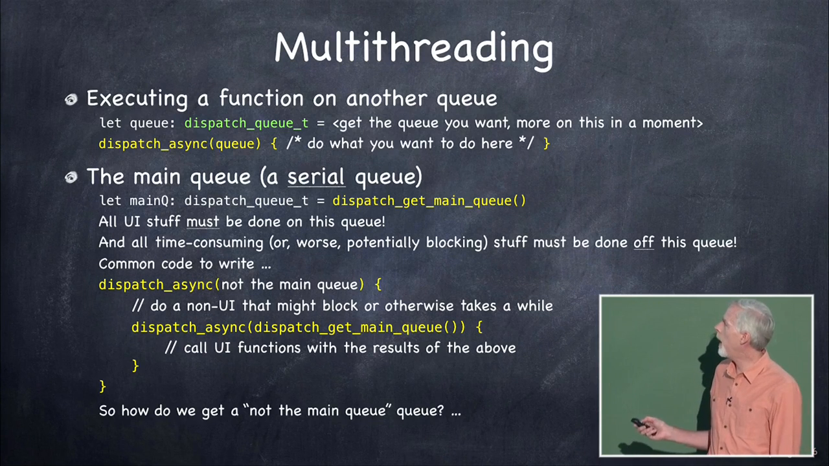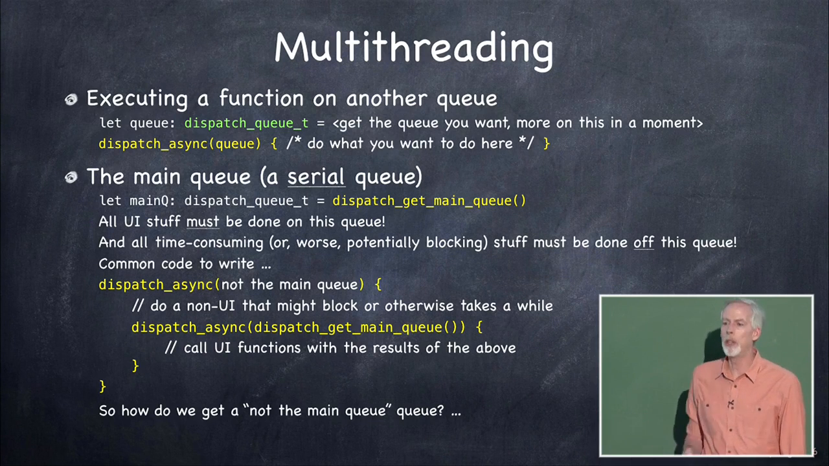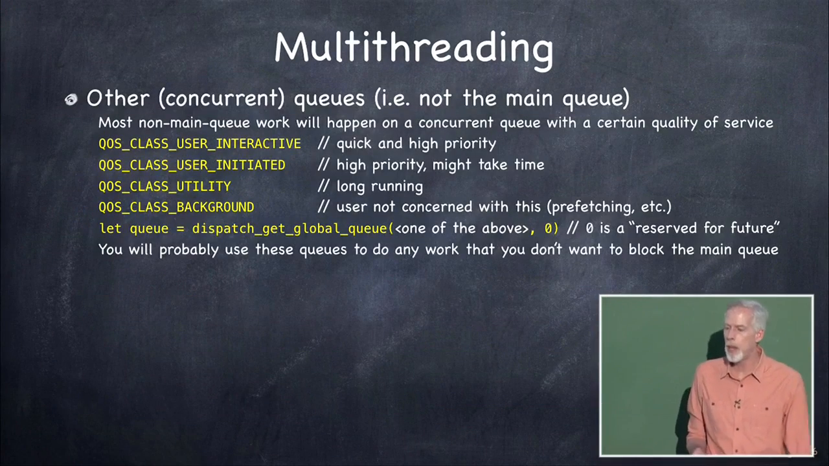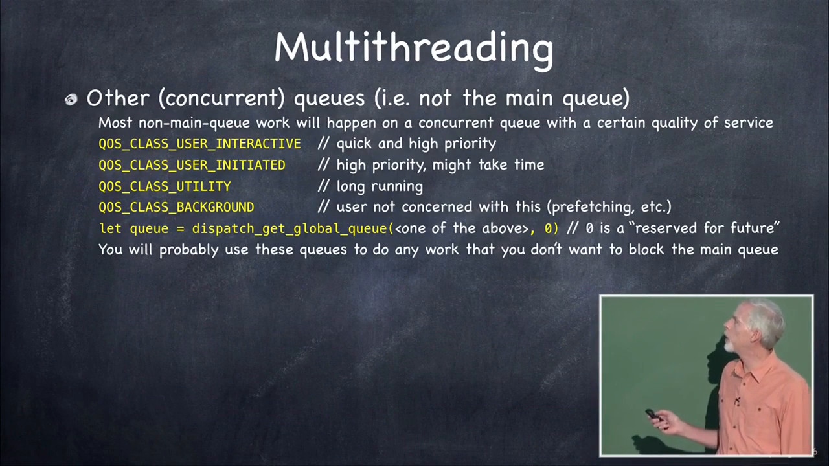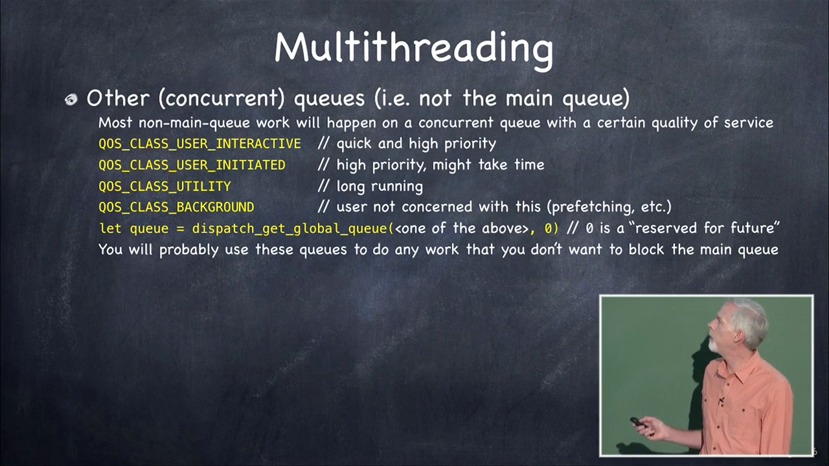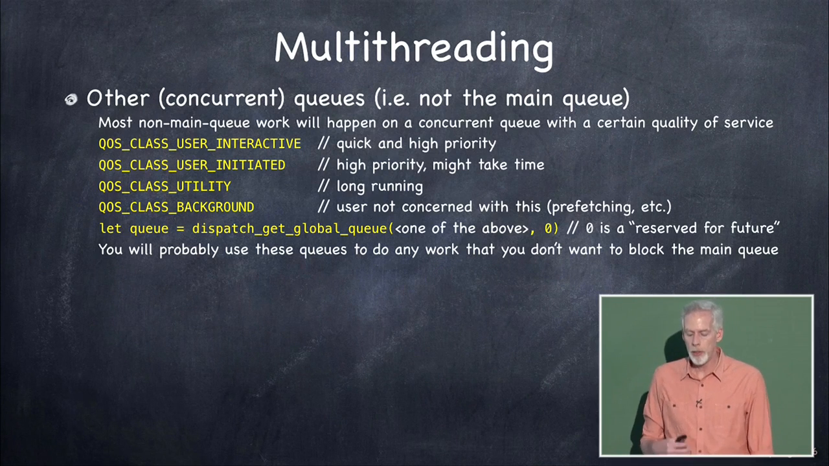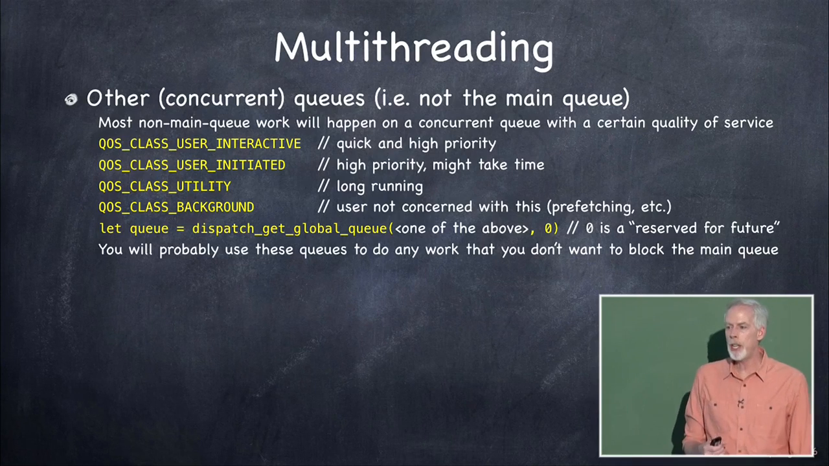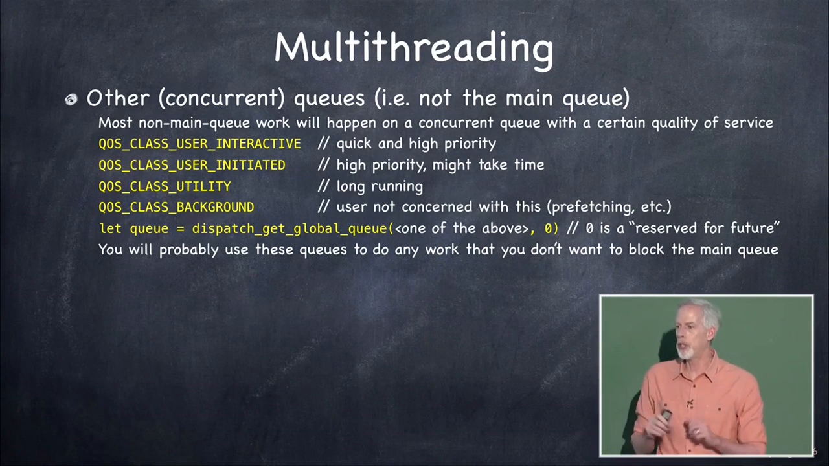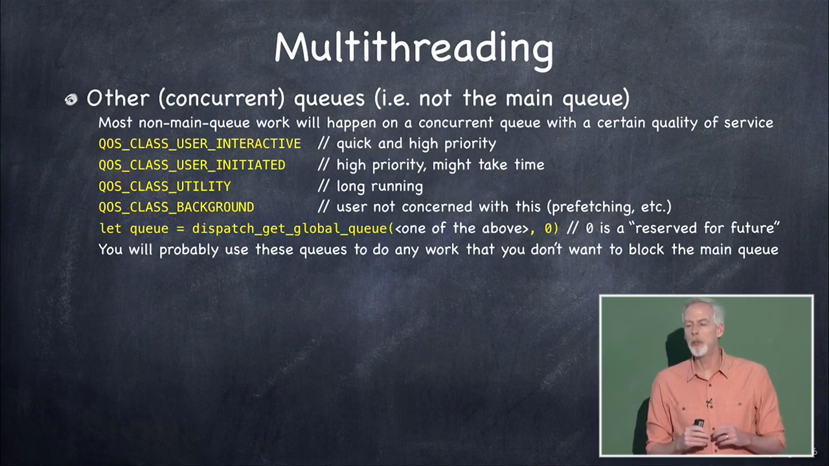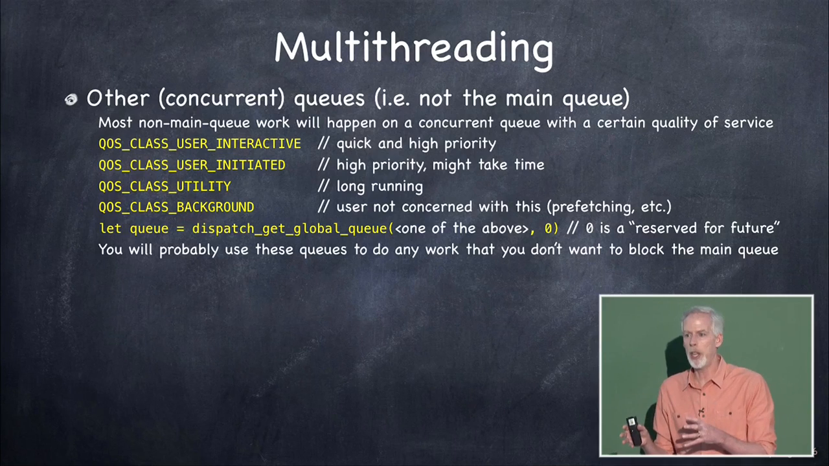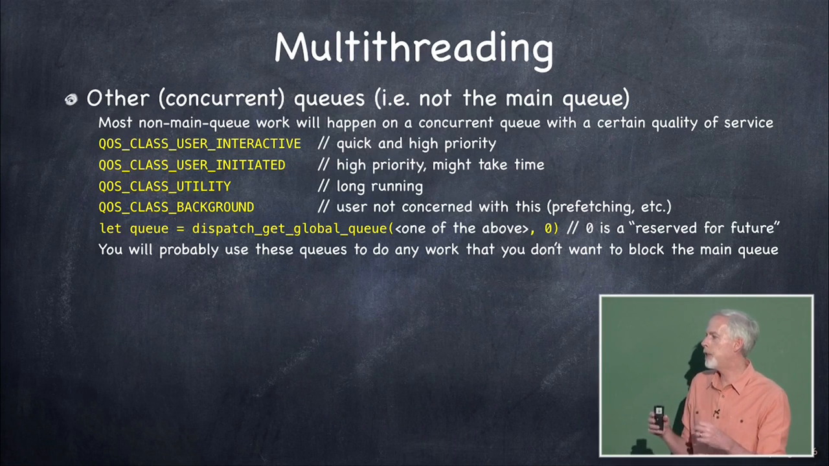So how do we get these not-the-main-queue queues that we want to run something else on? Well, there's really two ways to do it. The most common way is to use one of the concurrent queues provided by the system. Now, these queues provided by the system, there's four of them. They each have what's called a quality of service. And the quality of service is really how much attention the system gives to them. You can think of it as their priority.